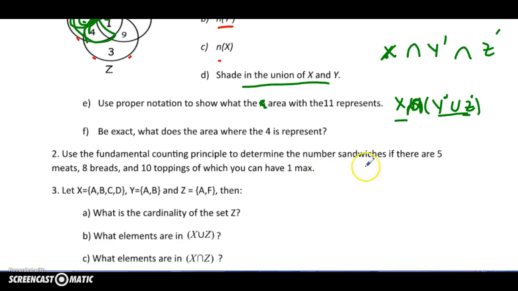Use the fundamental counting principle. Really easy. If there are 5 meats, 8 breads, and 10 toppings, all you're going to do is multiply. That's it. So multiply those out. Tell me an answer.